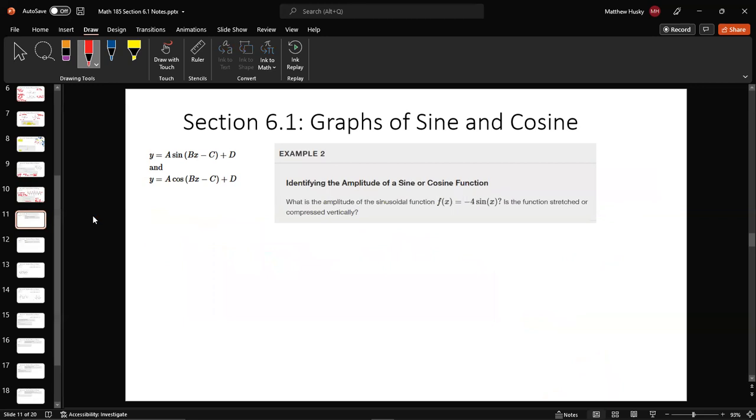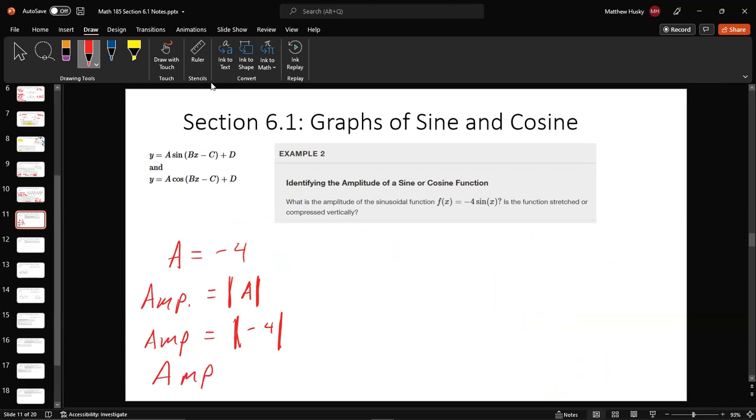So they say, what is the amplitude of the sinusoidal function f of x equals -4 sine x? Is it stretched or compressed vertically? All right, so here the value of A is -4. The amplitude is equal to the absolute value of A. So that just means that the amplitude is going to be the absolute value of -4, meaning the amplitude is 4.